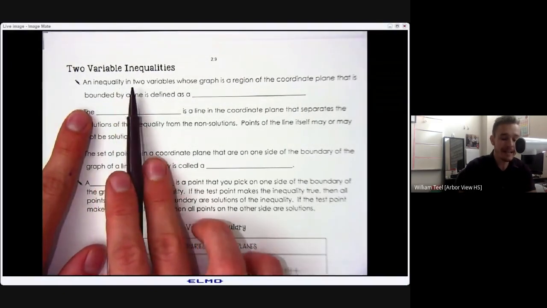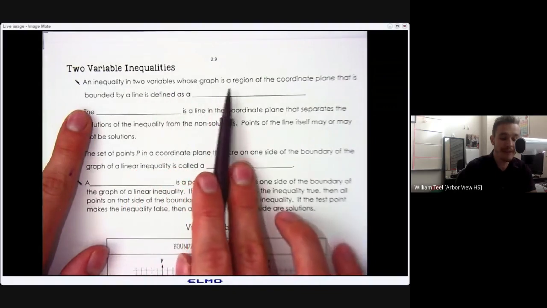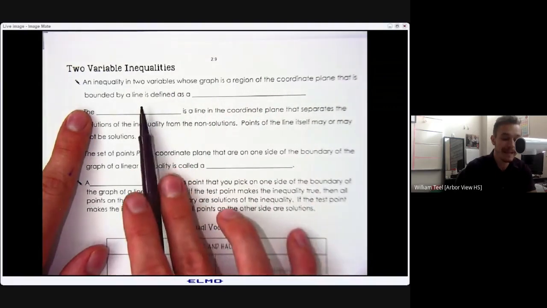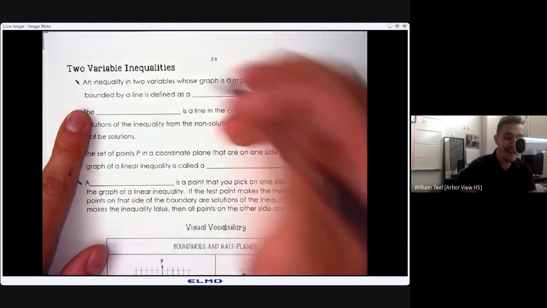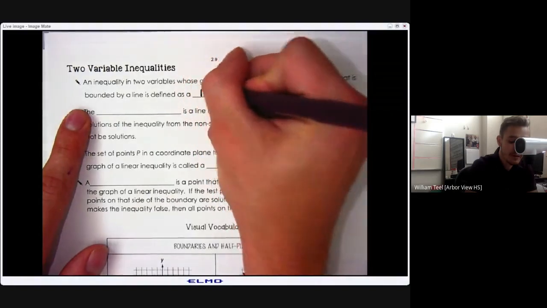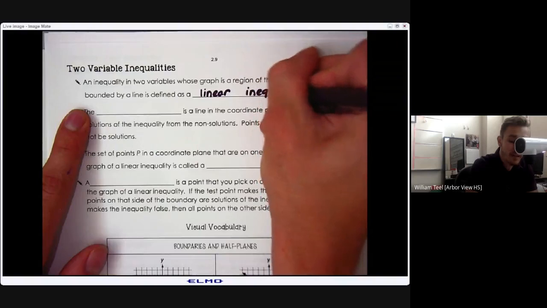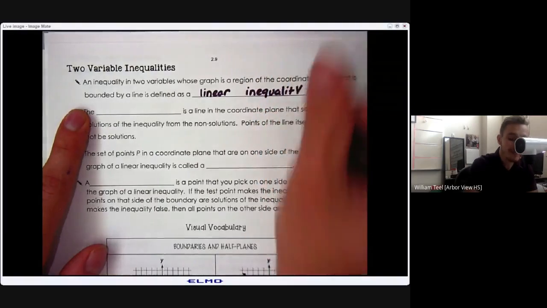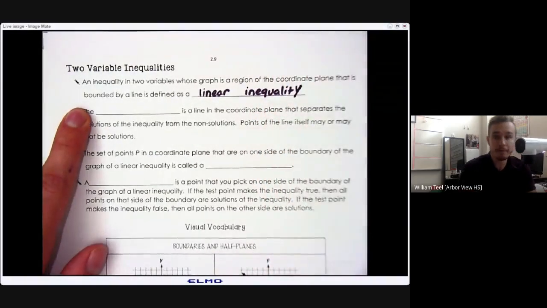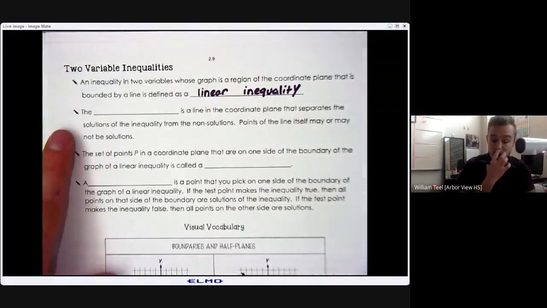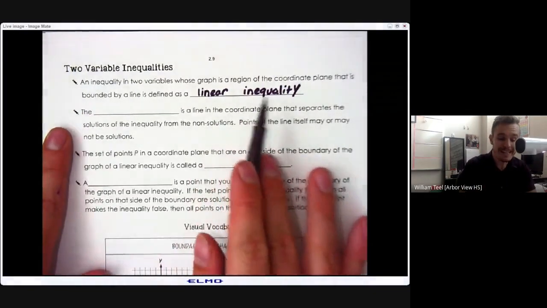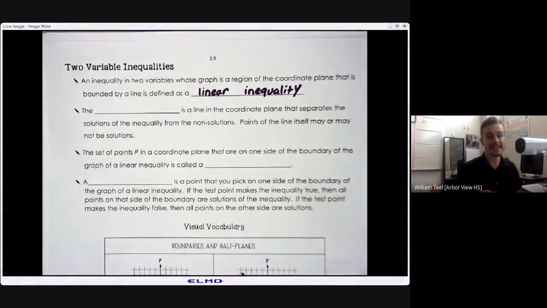An inequality in two variables whose graph is a region of the coordinate plane that is bounded by a line is defined as a linear inequality. So again, these linear inequalities are going to follow very closely with our knowledge of slope-intercept form, and we are going to be able to convert some of these inequalities into slope-intercept form, which helps us graph them and learn some more about them.